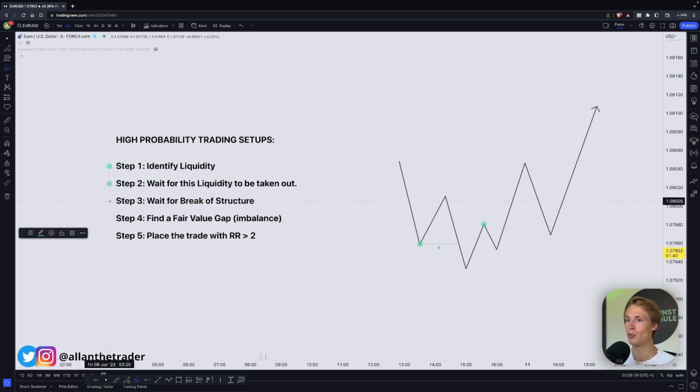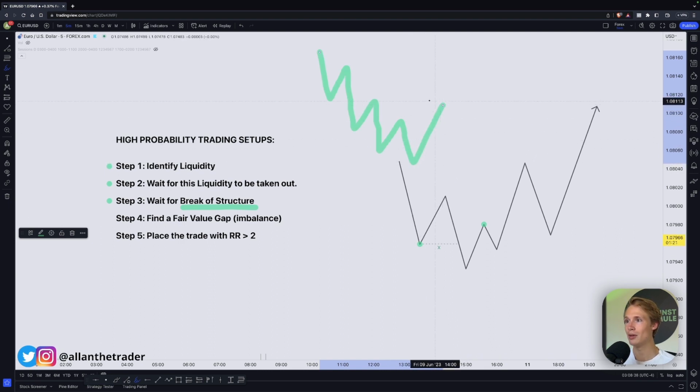Step 3 is wait for a break of structure. And if you're not familiar with break of structure, let's say we are moving downwards, we are building lower lows and lower highs, then you want to see a shift in the market structure. So you want to see a higher high being created, because then you shift your downward structure of lower lows and lower highs into creating a higher high, and then a higher low, another higher high. This is a break of structure. You're breaking the current structure.